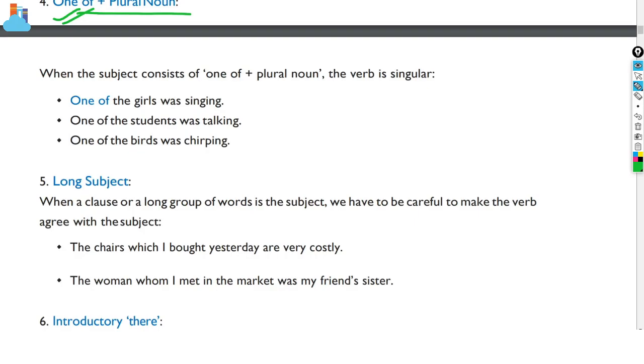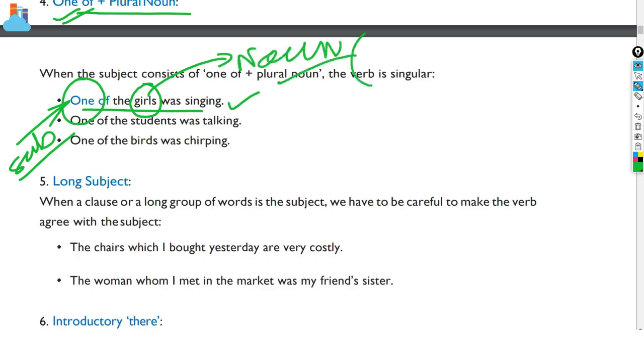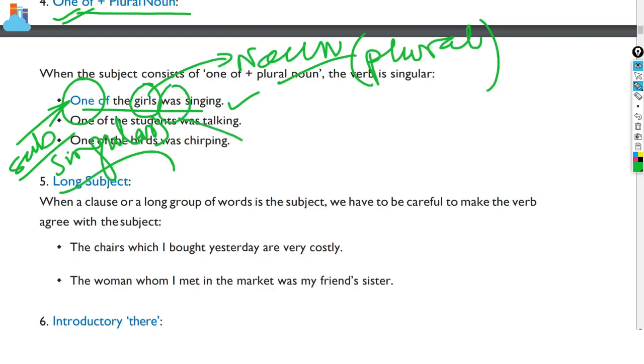Let us see the example first. One of the girls was singing. Here you see, one of the girls. What is the first thing to do? I find out what the subject is. The subject here is one. Another noun is there, but this is not the subject. This noun is in plural form, and the subject is in singular form. Now the question arises whether the verb will be singular or plural.